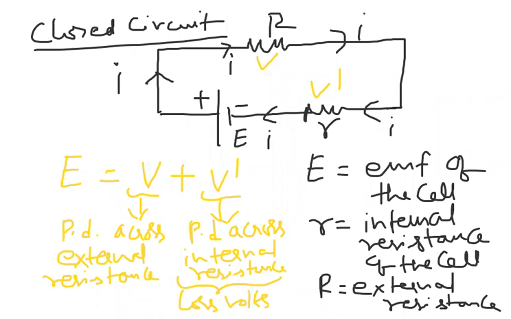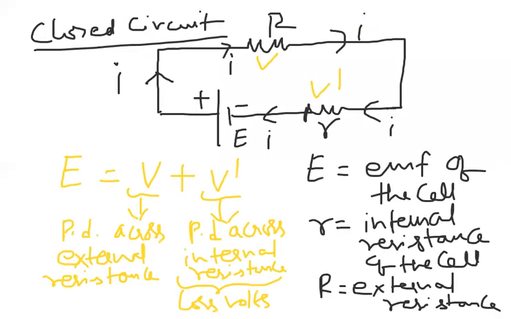Whatever EMF we are providing to the cell, because of the EMF, current flows through the cell as well as outside the cell. The work done in moving the charge outside the cell as well as inside the cell in the circuit is called EMF. Here EMF is the potential difference across the external resistance plus the potential difference across the internal resistance. Like that I can write about EMF.